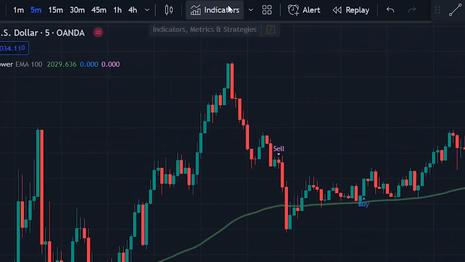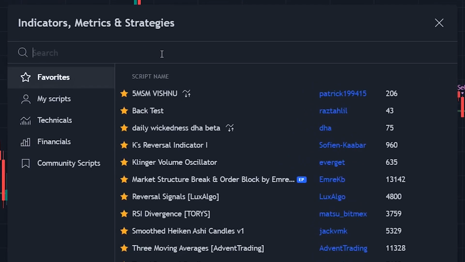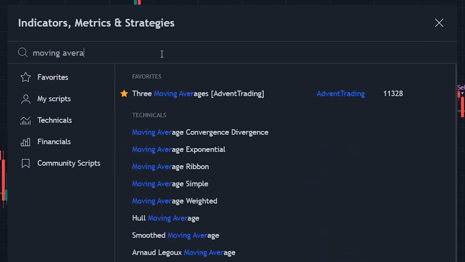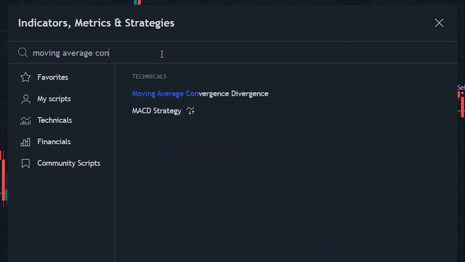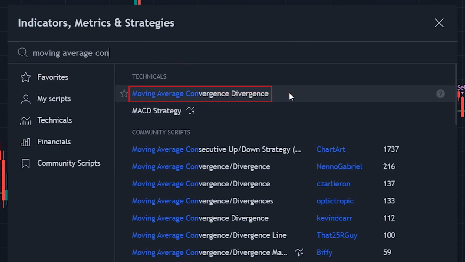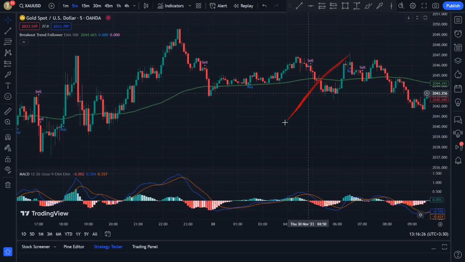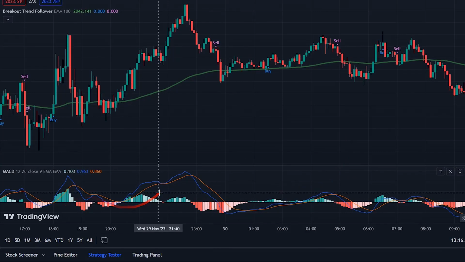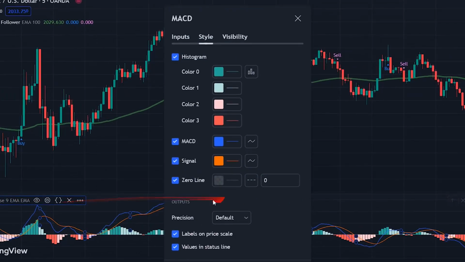Now just go to the indicator tab and add the second indicator. So search for MACD or moving average convergence divergence in the indicator tab and click on it. You will see the signal line, MACD line, and some colored columns. We need to sort them, so go to its settings.